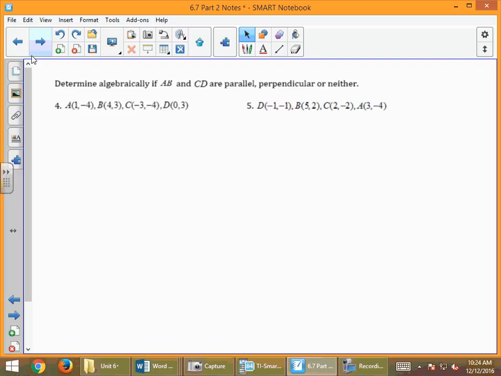Oh, my next one. All right, here we go. This one. All right, number 4. If A and B are parallel, perpendicular, neither. Fantastic. So what do we need to look at? What are we analyzing here?